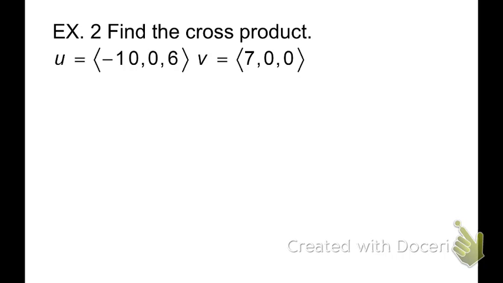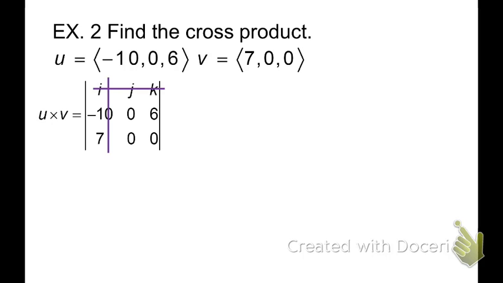Okay, same thing on number 2. We've got two different vectors, u and v. We're going to write them in a matrix again and follow the same procedure. So I'm going to ignore the first row, and I'm going to cross out the first column. We're going to multiply 0 times 0 minus 0 times 6. And I'm going to put an i afterwards.